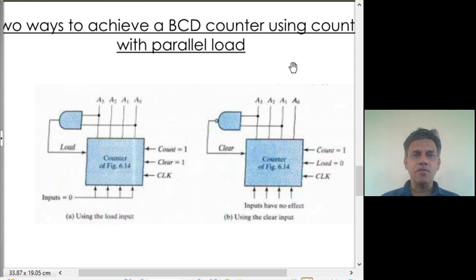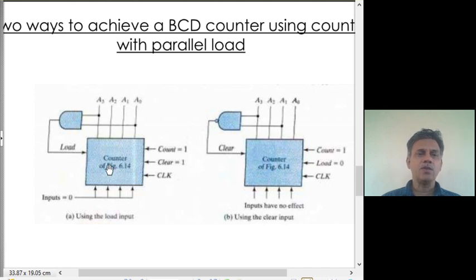where we load, at an appropriate time, the count such that it will go from 9 to 0. So, we can use the synchronous 16-bit counter as a building block and design the BCD counter. Here we have a 4-bit counter, and you have already looked at how a synchronous 4-bit counter can be designed.